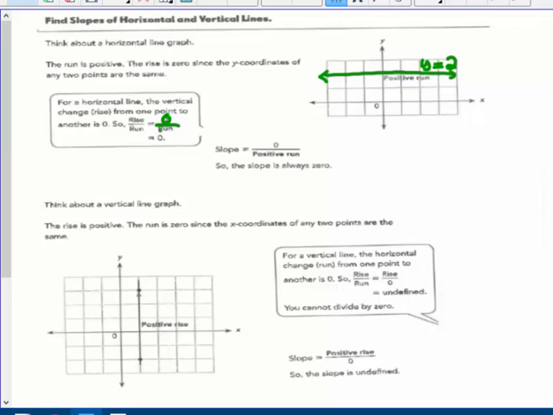That's okay. The run, well, I can go over 1, or I can go over 2, or I can go over 4. I can go over infinitely many times. My run just keeps going. So 0 over infinity, well, that just equals 0. That slope is a 0 slope. So that line has the slope of 0.